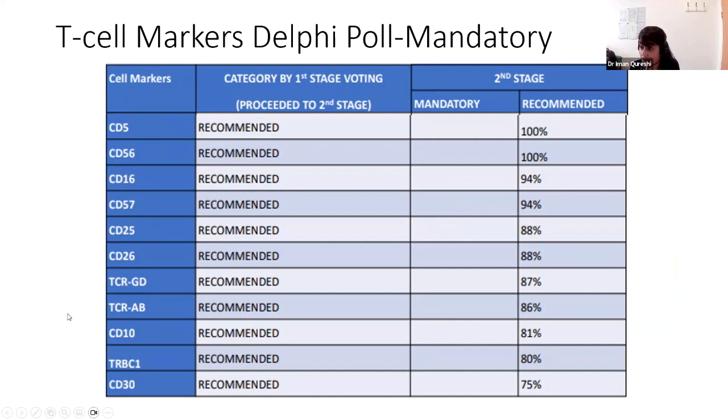We used a similar scoring strategy. To be a recommended cell marker, it had to score 75% or greater, or the combined score of mandatory and recommended had to be 75% or greater. And I think TRBC1 has crept up again, with 80% of the labs feeling that this was a cell marker that should be used and is recommended for subtyping. I'll just leave that there for you all to see.